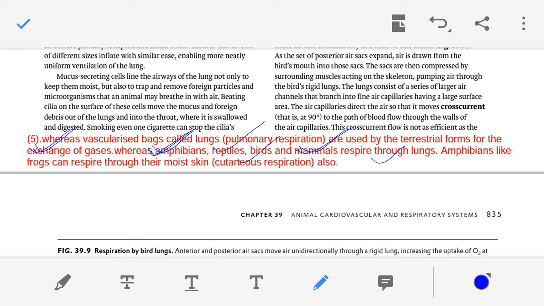Then amphibians, like the frog, not only is the lung the respiratory surface, but the skin is also a very useful respiratory surface. So in the frog, cutaneous respiration is also present. So this thing we are remembering.